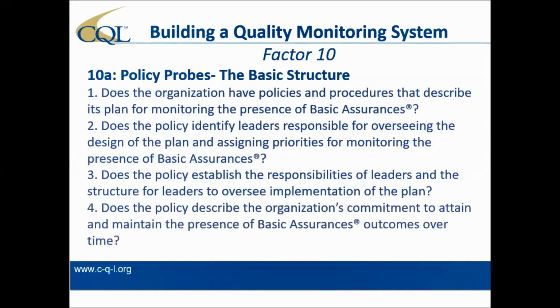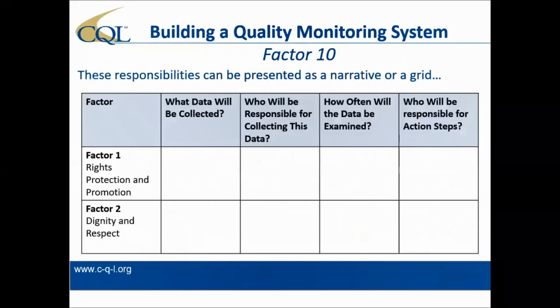And then your policy should really describe your commitment to attain and maintain the presence of basic assurances outcomes over time. A lot of times that is really just a policy statement that demonstrates your commitment to maintaining the basic assurances over time. I tend to think a little bit more linearly, and I like these grids, I like charts. So this is one way that you can do it.